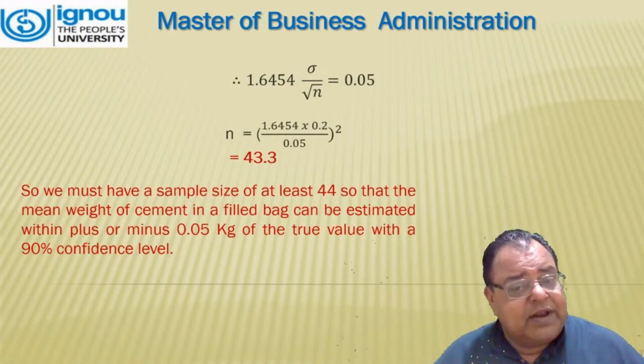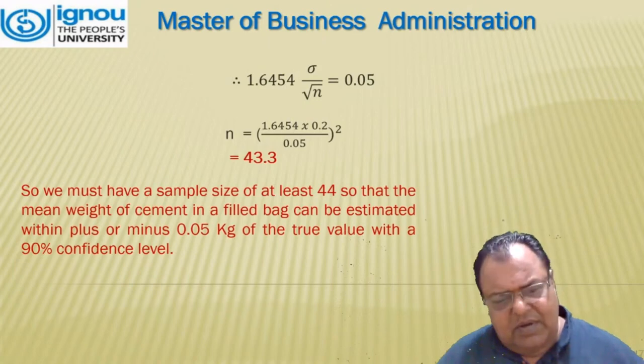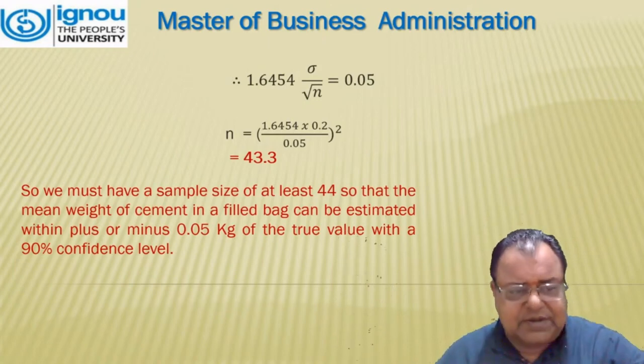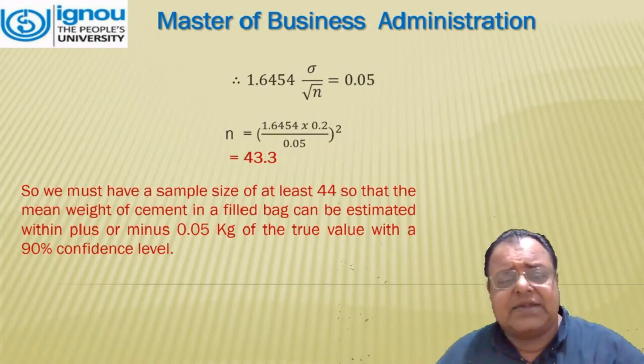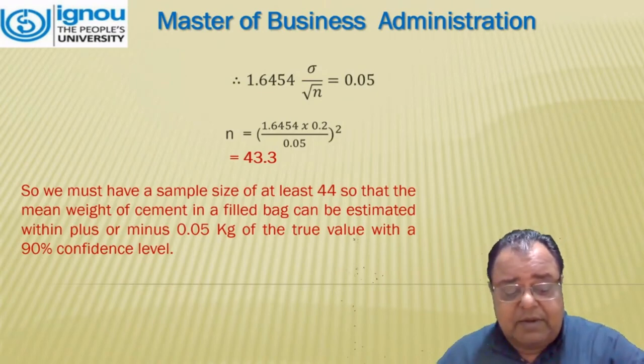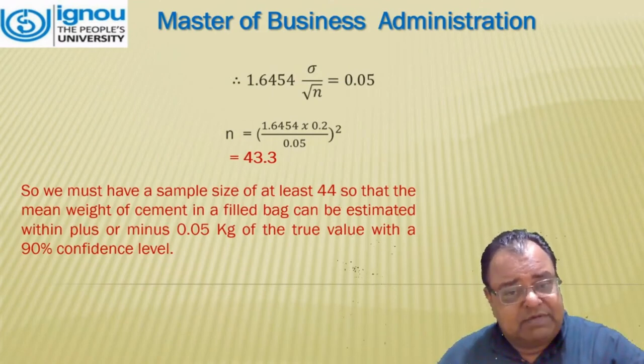After substituting all the given values, we find that n is equal to 43.3. Either we can take 43 or 44. That means we must have a sample size of at least 44 so that the mean weight of cement in a filled bag can be estimated within plus or minus 0.05 kg of the true value with a 90% confidence level.